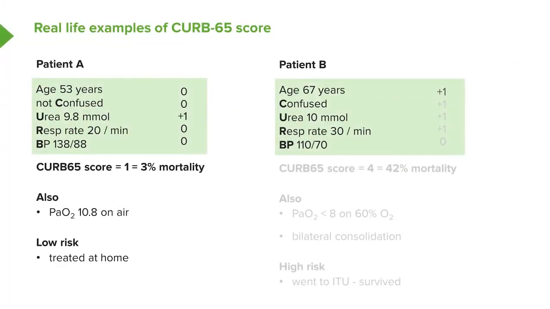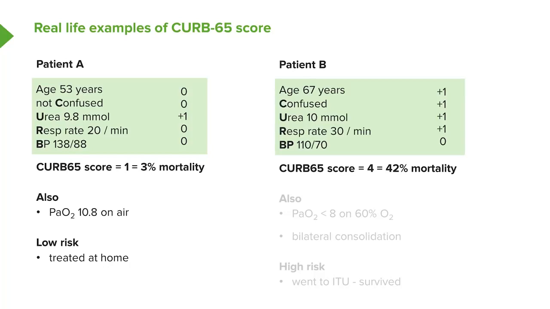Patient B, on the other hand, 67 years of age, so he gets a point for that, is confused, gets a point for that because normally they're not confused. Urea of 10, that's greater than 7, so that gets a point for that, and is breathless. Respiratory rate's 30, gets a point for that. Doesn't have hypertension, so it doesn't get a point for that. Now it gives a CURB-65 score of 4, and that suggests a mortality of about 42% for this sort of patient.